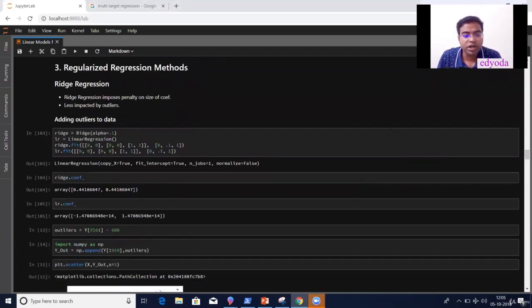Let's start with regularized regression methods. As we discussed earlier, linear regression is impacted by outliers, and the coefficients that are generated are very much impacted by the data. So we want to make sure that coefficients are not impacted heavily by the data. That's where regularization comes into the picture. If your data deviates a bit from the regular pattern, you might see that linear regression does not work out well.